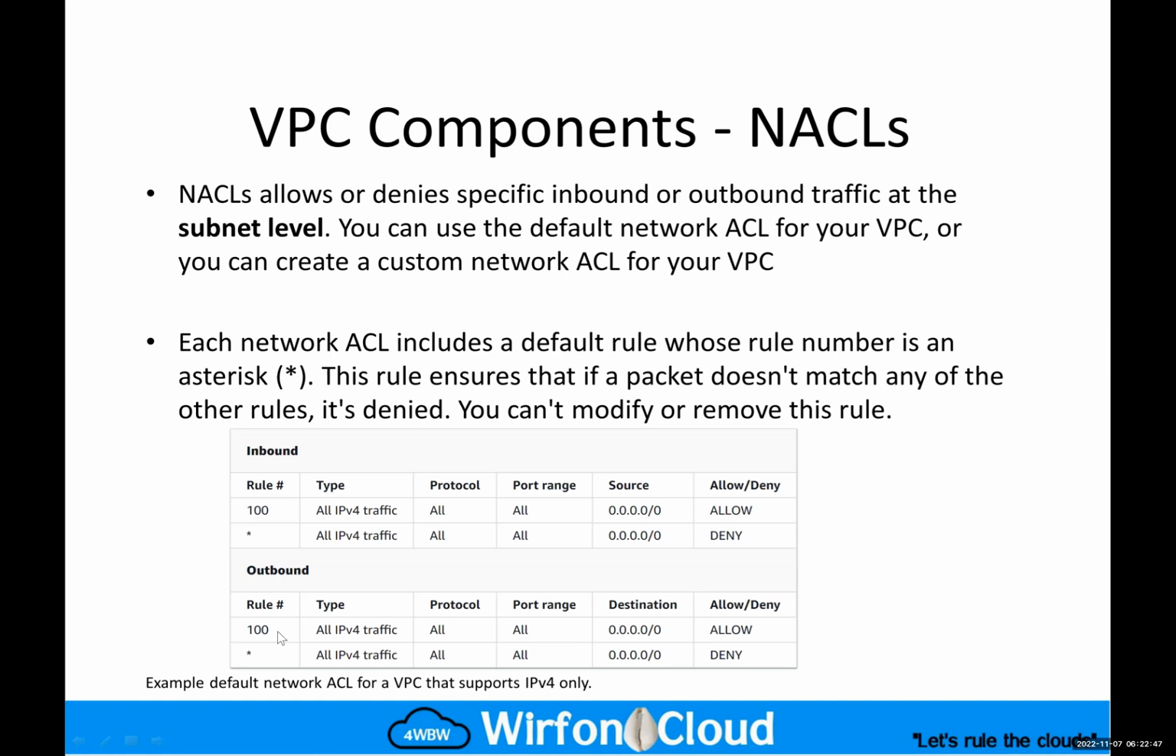But for now, what I want to lay more emphasis on is these particular components of each NACL. You have a type, which specifies the type of traffic and the protocol. You have a port range, or it could be a particular port. For inbound traffic, you specify the source, and then what the rule should do, allow or deny. And for outbound traffic, you specify a destination, and what the rule should do for traffic going to that destination, whether it should also be allowed or denied.